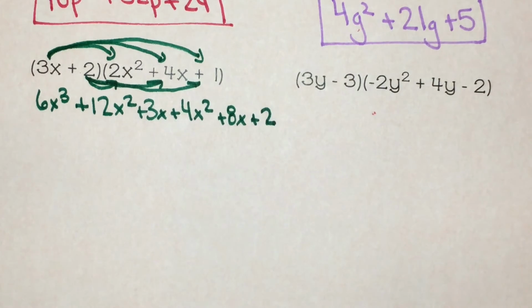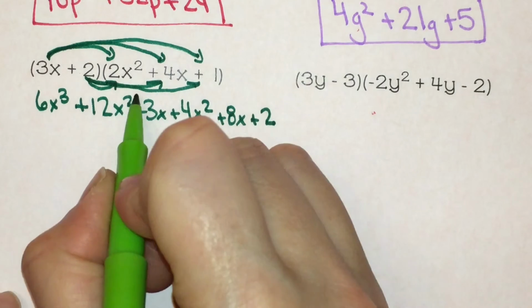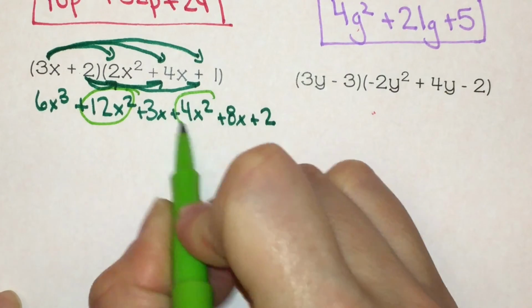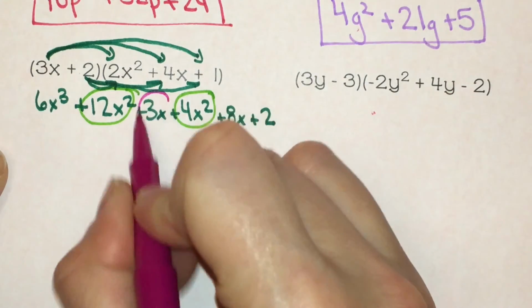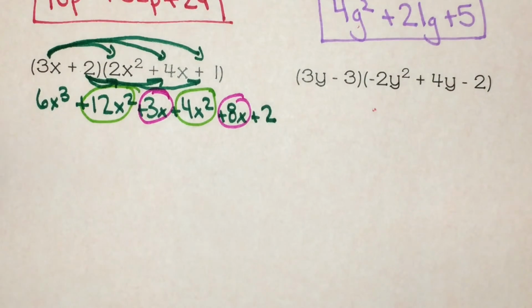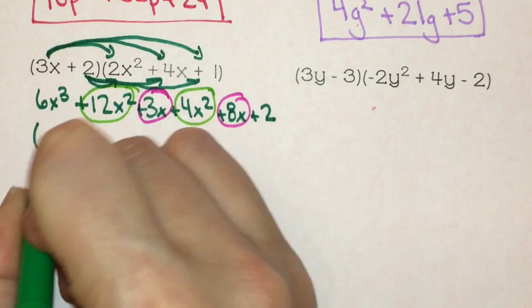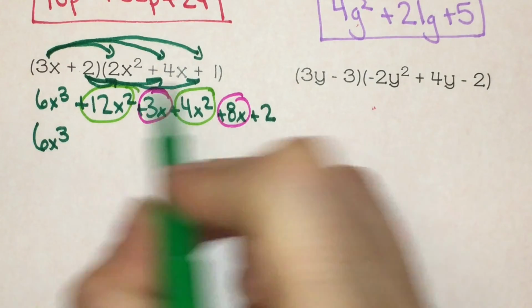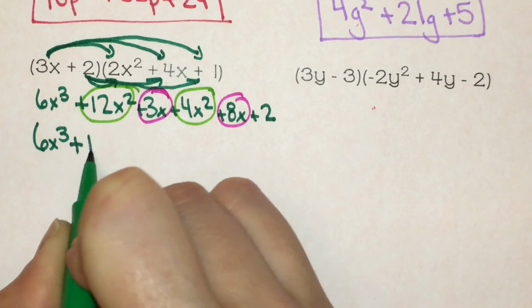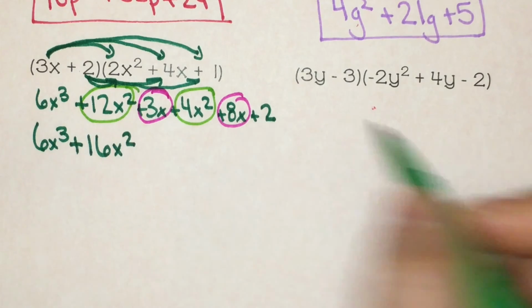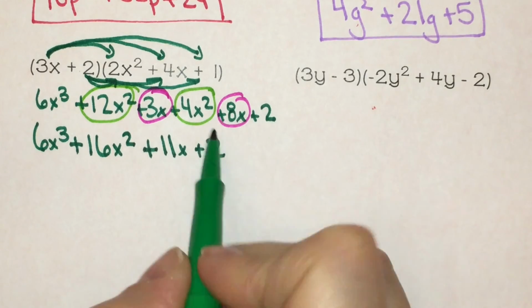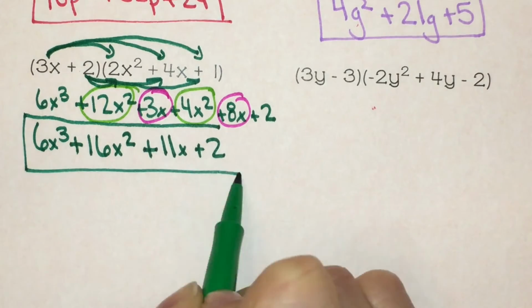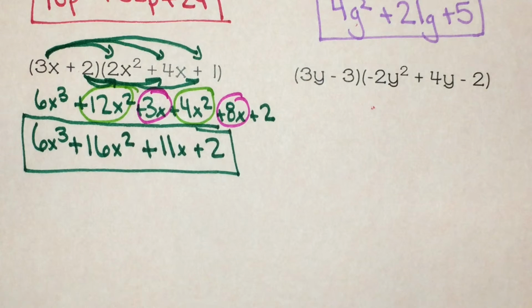All right, combining the like terms, we have 12x squared, 4x squared that could be combined. We also have 3x and 8x. All right, so that looks like 6x cubed. 12x squared plus 4x squared is plus 16x squared. 3x plus 8x is plus 11x, plus 2. And that's our answer. Again, you can only combine if they're like terms. Last one.